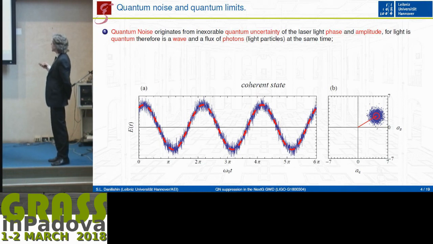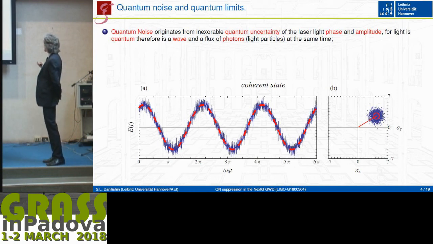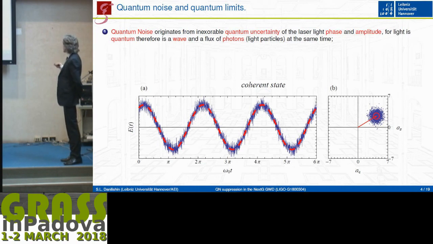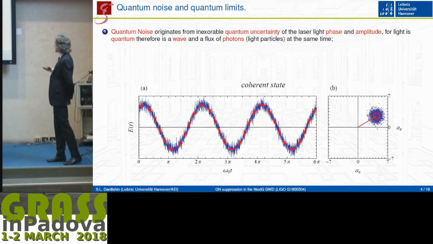And if we want to detect the phase shift imposed by the gravitational wave, we need to do something with this fuzziness. Usually in quantum optics, the fluctuations of the electromagnetic wave are represented on the phase plane, where you plot the location of your amplitude vector in the axes of the amplitude and phase quadrature. So this fuzzy blob, a phasor, represents the geometrical locus of points where the electromagnetic field can be found on this plane if you do the measurement. If you do many, many measurements, you will end up with this fuzzy cloud.